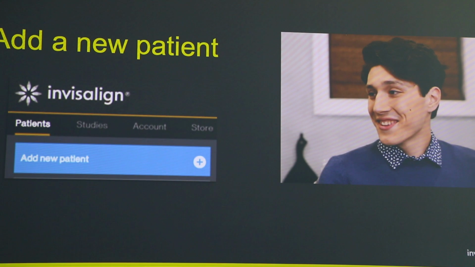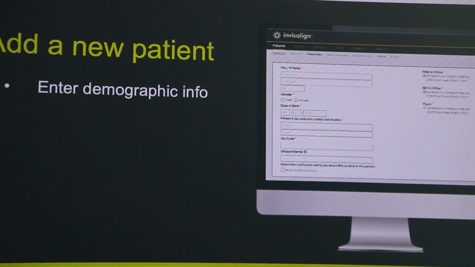Okay, so we're going to add a patient. This is on your doctor site. Add a patient. This is how you do it. Patient's name, gender, date of birth, zip code, and which doctor office address you're working in. That's it. First page.